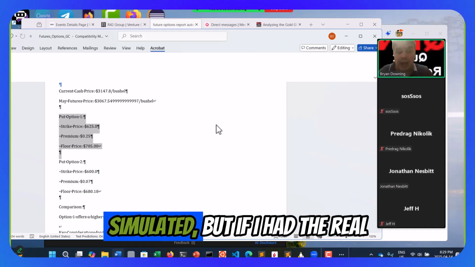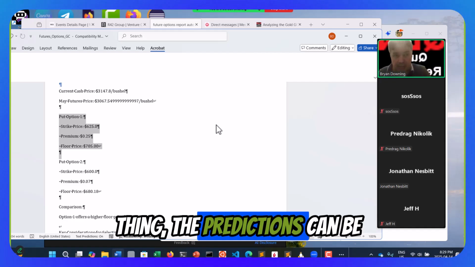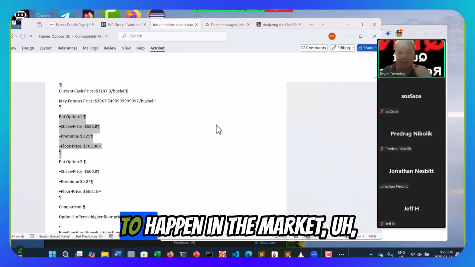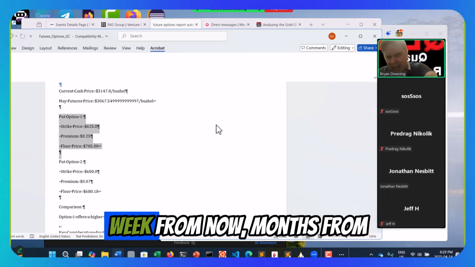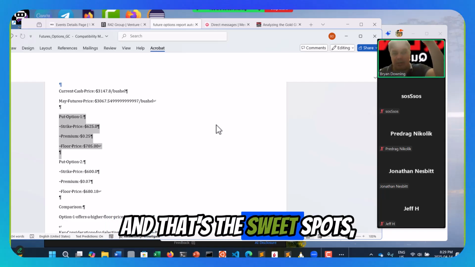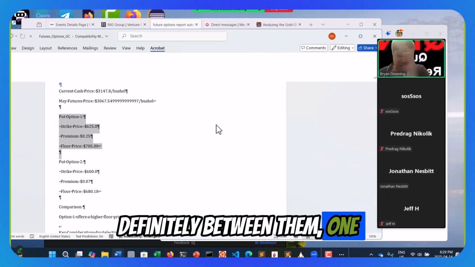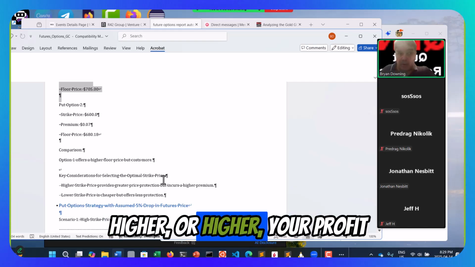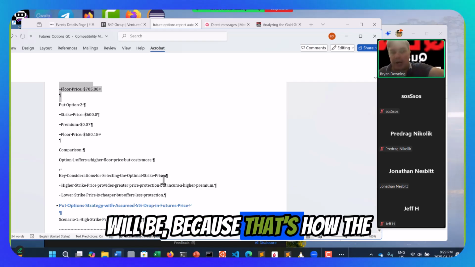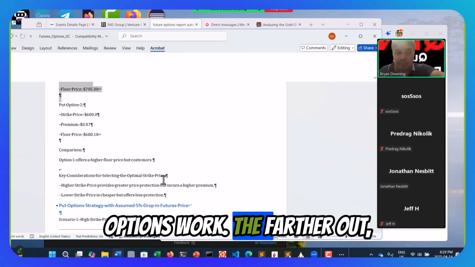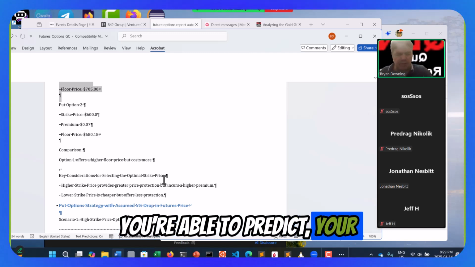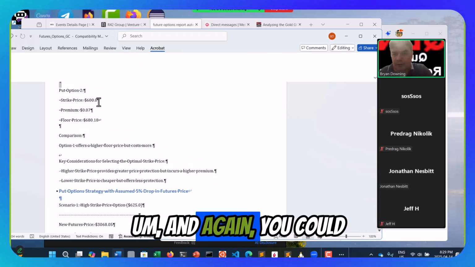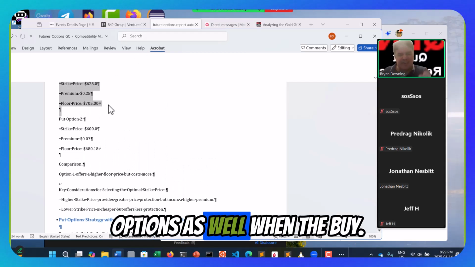Again, what I have is simulated, but if I had the real thing, the predictions can be pretty well dead on, because that's telling you what's going to happen in the market a week from now, a month from now, 3 months from now, and the sweet spot's definitely between 1 month and 3 months. But the longer you go out, the higher your profit will be, because that's how the options work. The farther out you're able to predict, your profit potential is higher. And again, you can compare all these different options as well.